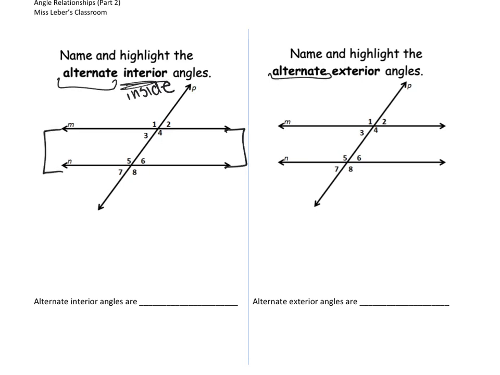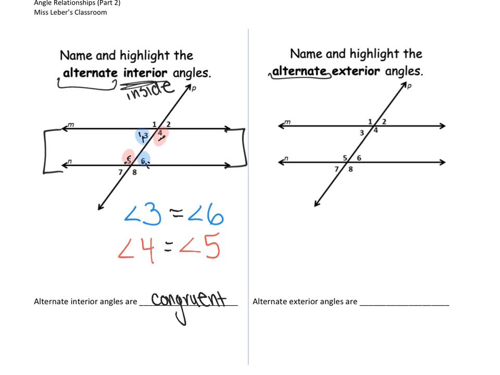I want you to try to name the pairs of alternate interior angles. Alrighty, hopefully you could see that 3 and 6 are alternate. They're on opposite sides of that transversal, and they are inside the parallel lines, so they are alternate interior angles. The same thing would go for 5 and 4, again being on opposite sides of the transversal. So alternate interior angles are congruent, which means that angle 3 equals angle 6 and angle 4 equals angle 5. If angle 3 was 30 degrees, that would make angle 6 also 30 degrees.